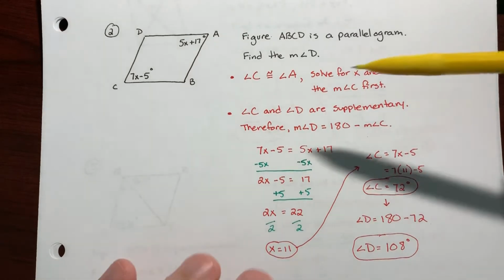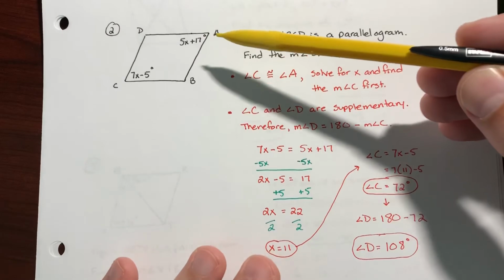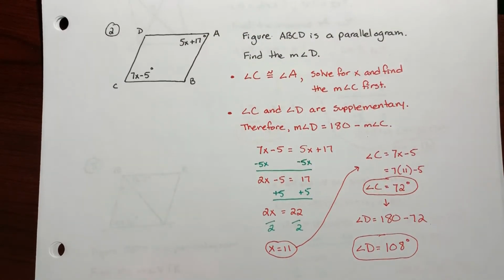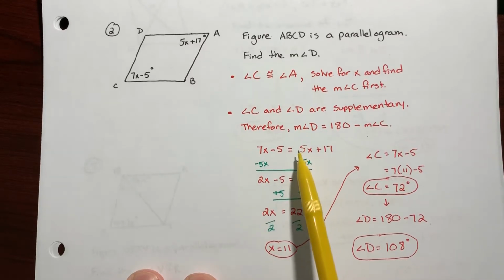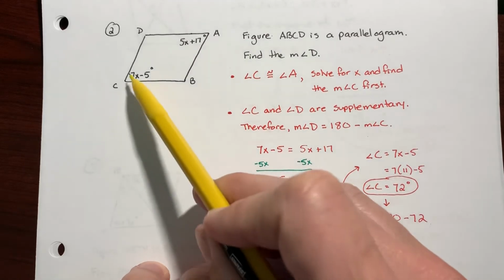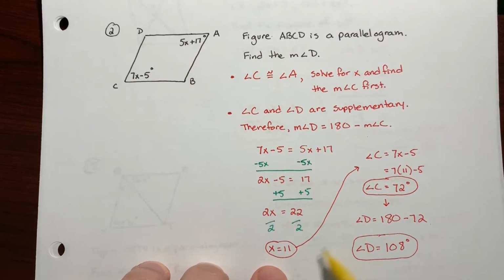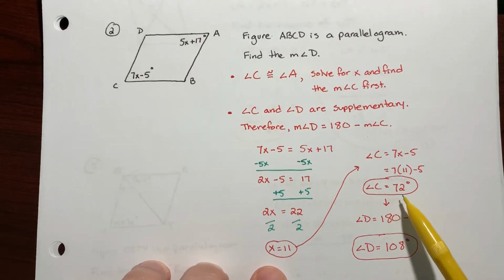So that's what I did here. I said angle C and angle A, they're opposites, or they're both acute, they're the same, so I can set them equal to each other. And I did that here. I solved for X, and I got a value of 11. Now I wanted to find the measure of angle C, so I plugged it back into that expression, and I found out that angle C is a measure of 72 degrees.